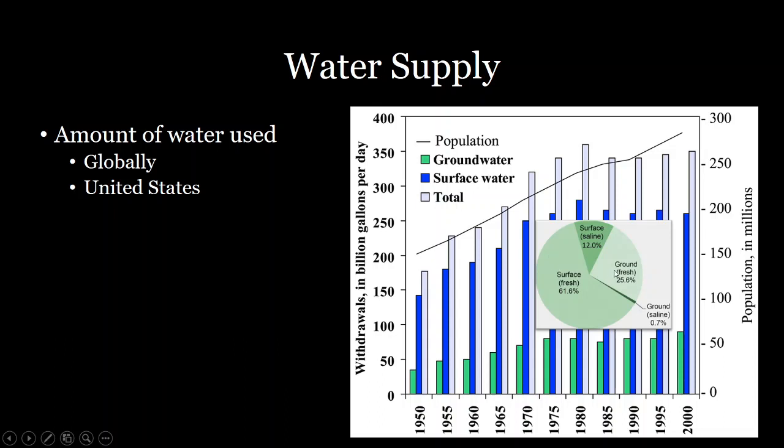We can see here, this kind of zooms in a little bit on that different spread of our water sources. And so 62% of our water supply comes from surface freshwater. That's rivers and lakes and reservoirs. Whereas 26% comes from groundwater. And so then we have 12% coming from saline sources.